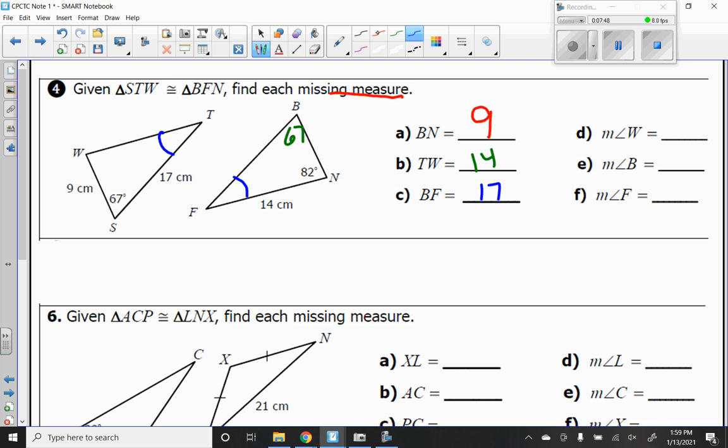And W and N are the last 2 letters. They have to be the same, so I know W is 82. So how in the world am I going to find F and T? They're both blank. Anybody know?